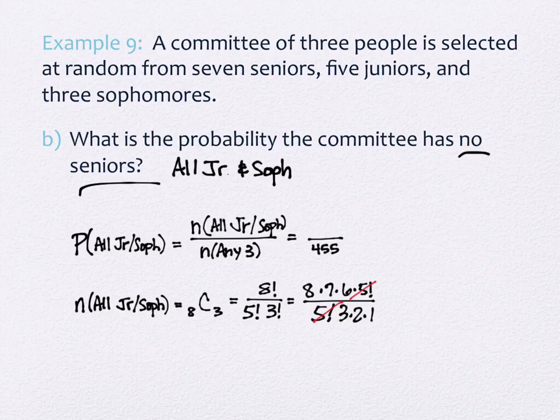Okay, so the 5 factorials cancel. What else? 3 times 2 is 6. So what is 8 times 7? 56. So 56 on top, 455 on bottom.